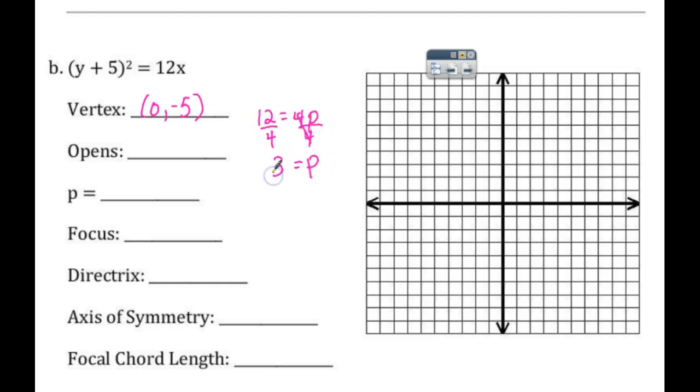Why is it always 12? It's always the number that's on this side. So it's going to open right. Why? Because it's a positive, right? Correct. So it opened to the right because the p is positive. If it was negative, it would open to the left. All right? So let's put 1, 2, 3, 4, 5. So we put 0, negative 5.